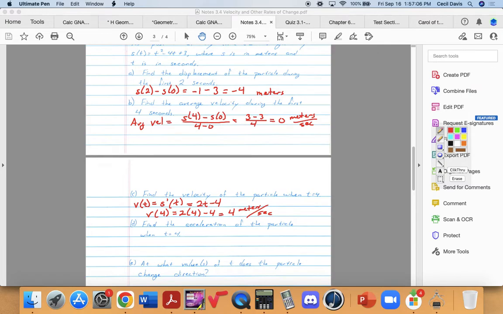Next, they ask us to find the acceleration of the particle when t is equal to 4. Well, the acceleration is the derivative of the velocity, it's the rate of change in the velocity. So that'll be v prime of t, which is 2. So a of 4 is 2. This has an acceleration of 2.